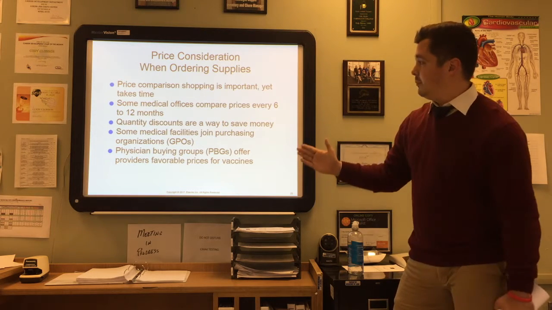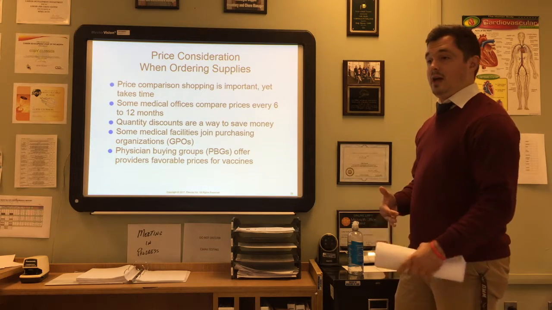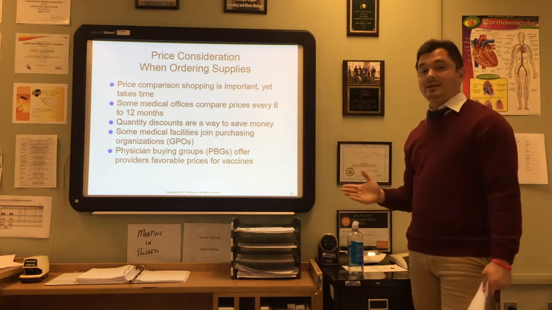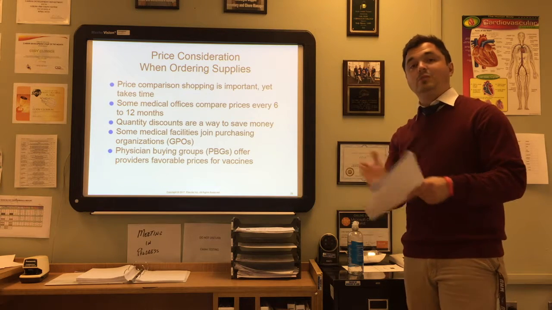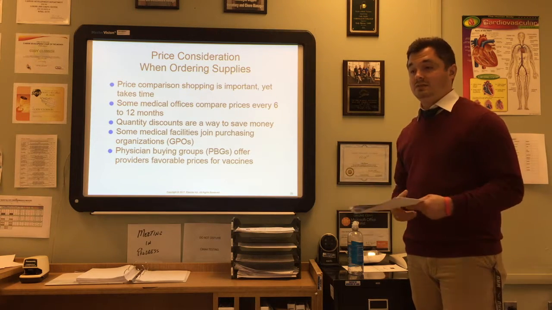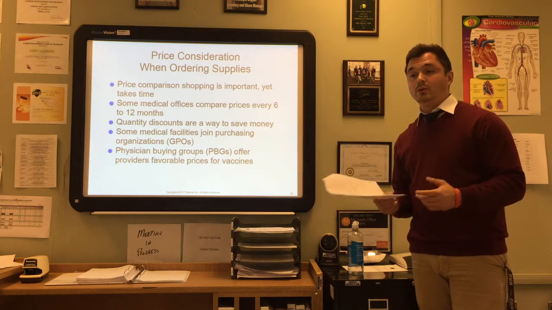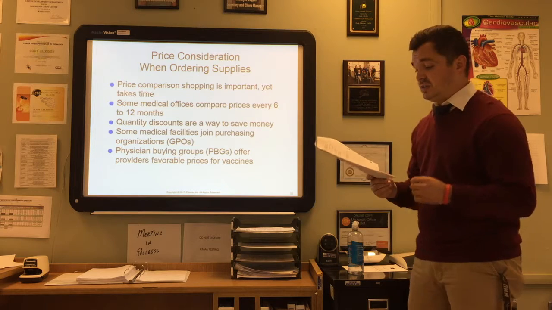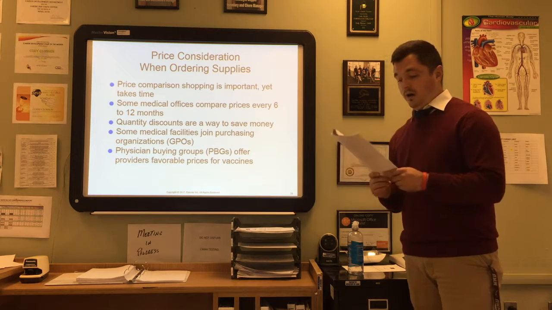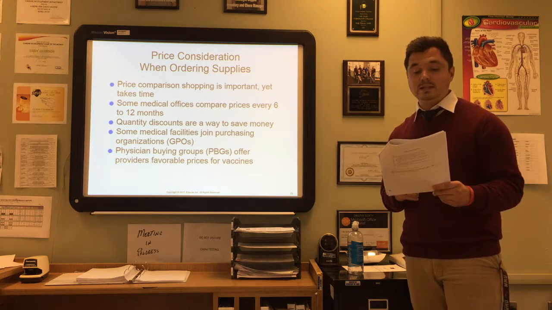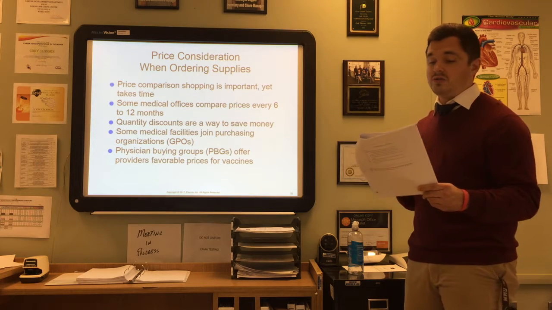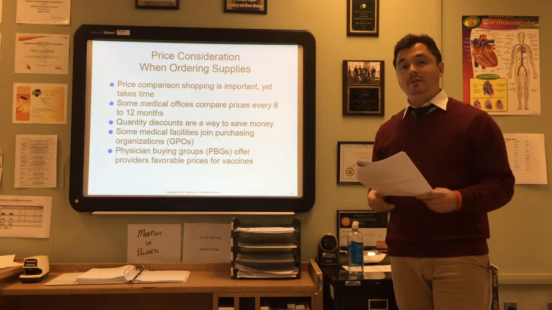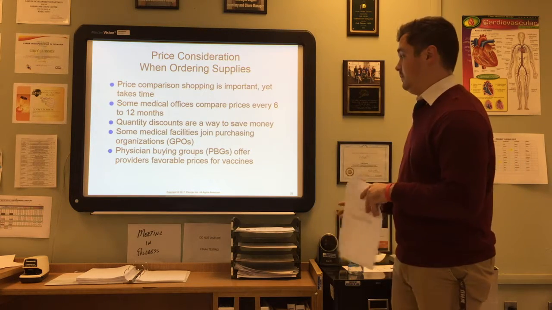Some medical offices compare prices every 6 to 12 months. All right, and quantity discounts are a way to save money. So the more you buy, the more money you save, and that is a great way to save some money. Some medical facilities join purchasing organizations, which are also known as GPOs, and physician buying groups, or PBGs, which offer providers favorable prices for vaccines. However, the provider must only use vaccines from contracted manufacturers, so it might not have all the vaccines you need or a specific brand.